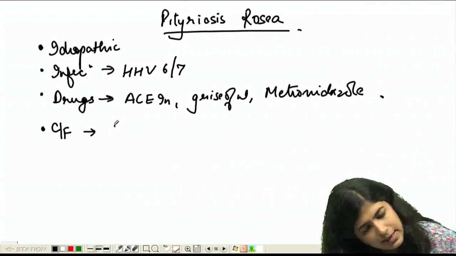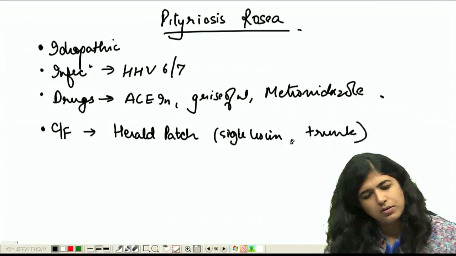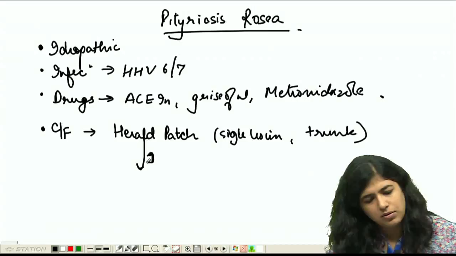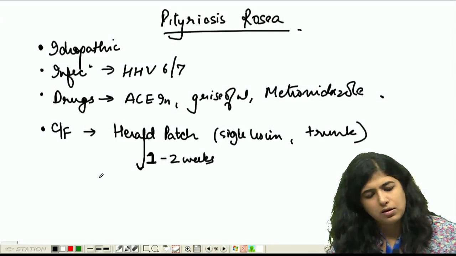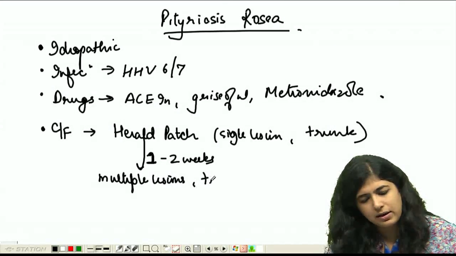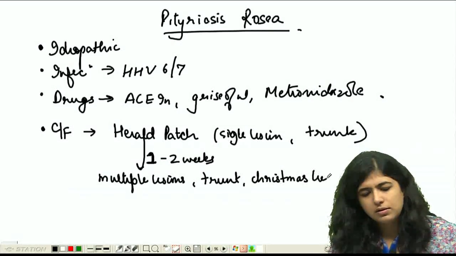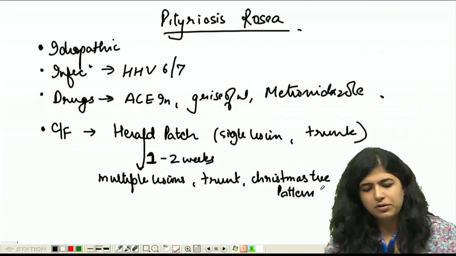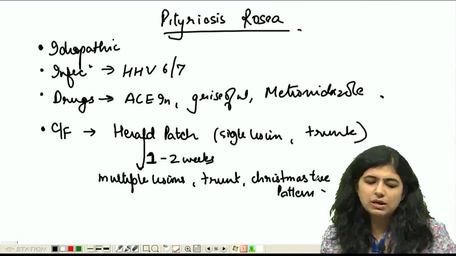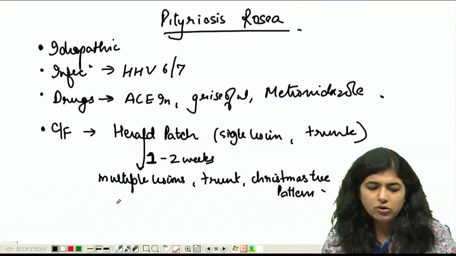Typical clinical feature is that first you have a herald patch. This is a single lesion which comes on the trunk. One to 2 weeks later, you have multiple lesions which again come on the trunk in the Christmas tree pattern, right? That is herald patch followed by this.